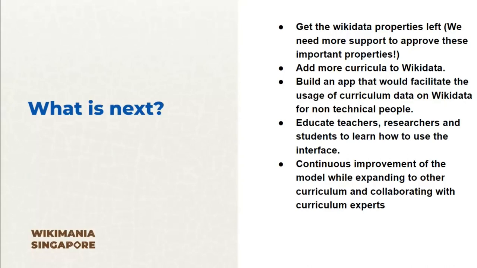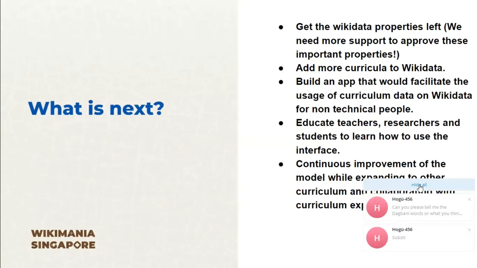So we're going to continue the campaign of educating teachers, researchers, and students to better utilize Wikipedia and its sister projects. And again, we are looking at continuous improvement of the model while we expand on other curriculum, because different countries have got different curriculum structures. And for now, with the model that we have, it should work for every country. Perhaps there could be some changes or some little bit of bottlenecks that need to be fixed. And yes, we will continuously update this curricular information.